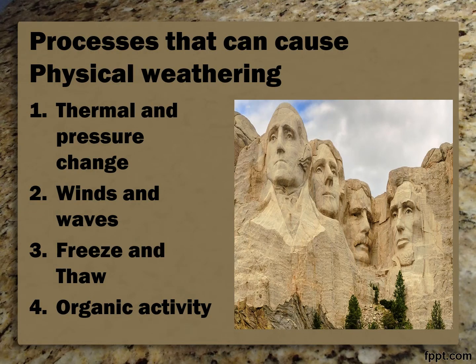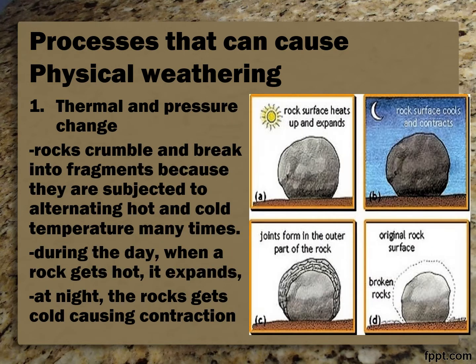So the processes that can cause physical weathering, we have four. We have your thermal and pressure change, winds and waves, freeze and thaw, and organic activity. Let's have first the thermal and pressure change. Rocks crumble and break into fragments because they are subjected to alternating hot and cold temperature many times. During the day, when a rock gets hot, it expands, and at night, the rocks get cold, causing contraction.